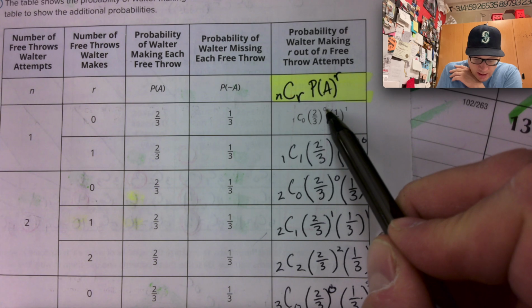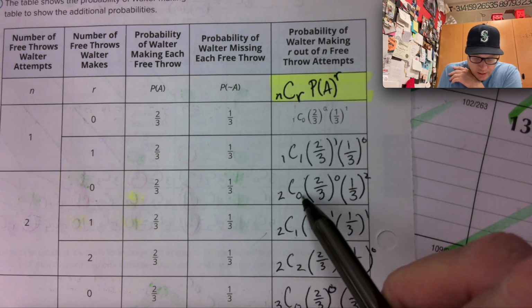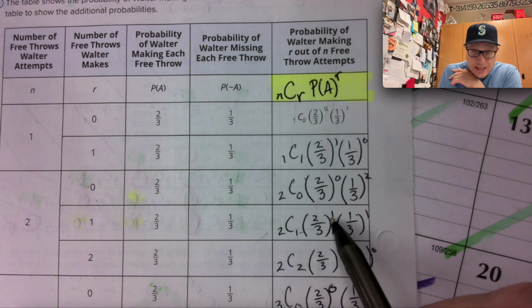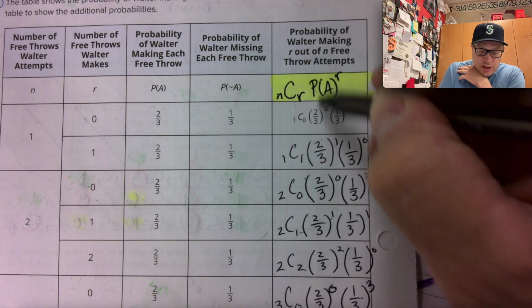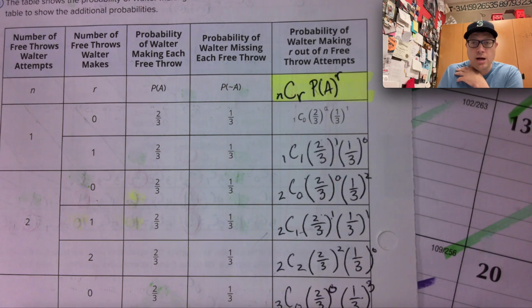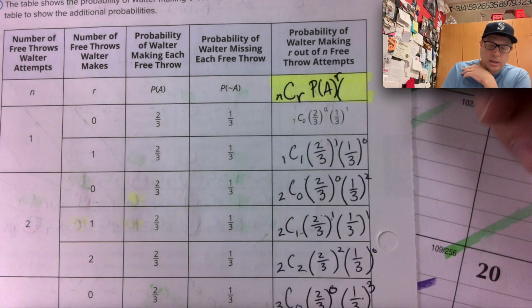Notice this 0 is that 0. This 1 is that 1. This 0 is that 0. This 1 is that 1. So that's the structure. The probability of A is 2/3. So there's a 2/3 all the way down. The next one's a little weird.